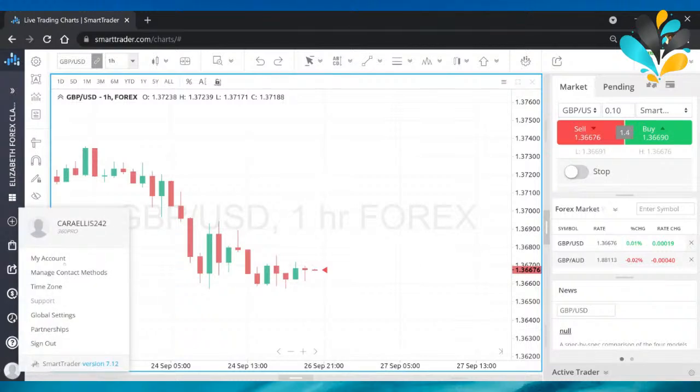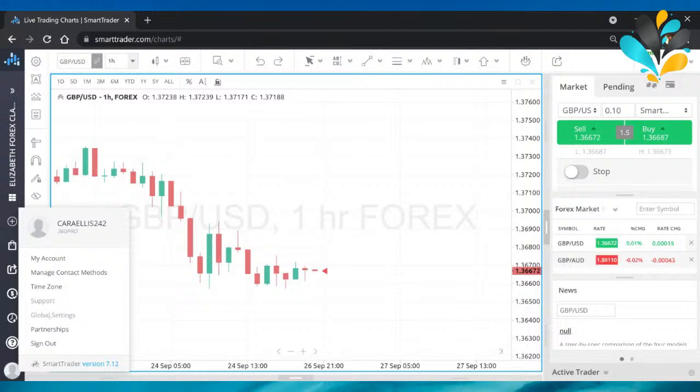Lastly, if you select your account, you can choose your account to see more information about it. You guys can see that I have the 360 Pro plan. You can manage contact methods. You can see which time zone you are on or choose the correct time zone. You can contact the support team directly from here.